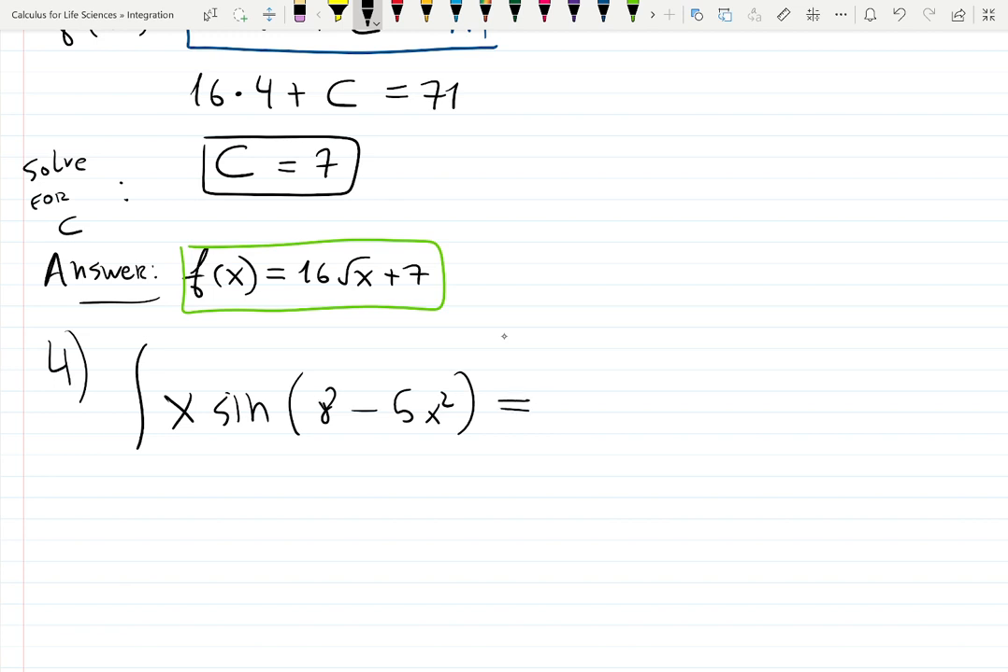5x squared equals. How about this one? dx, I forgot dx. Did I tell you an appropriate joke about the integral? Did I ever tell you? Okay, now it's time. I think I promised you.